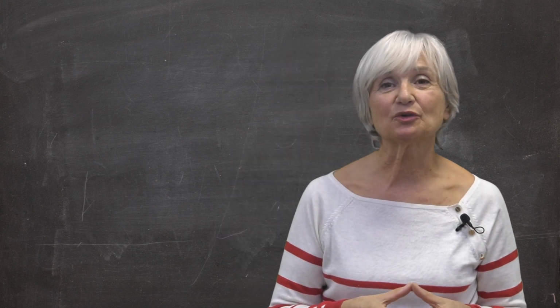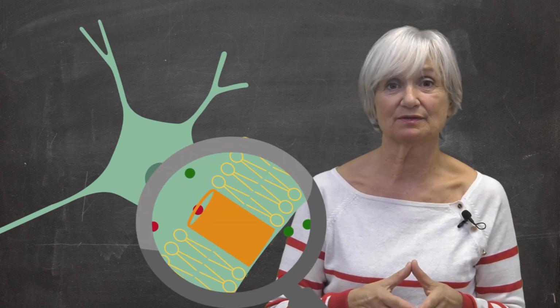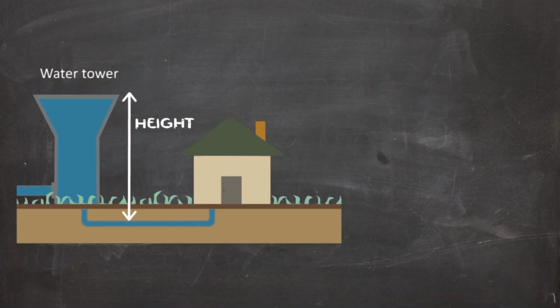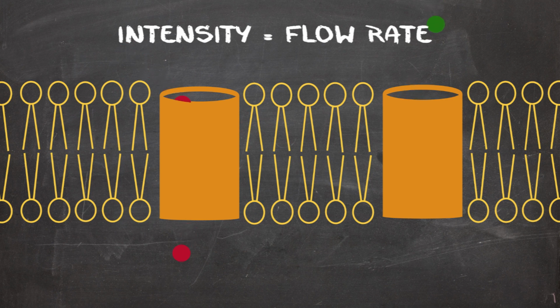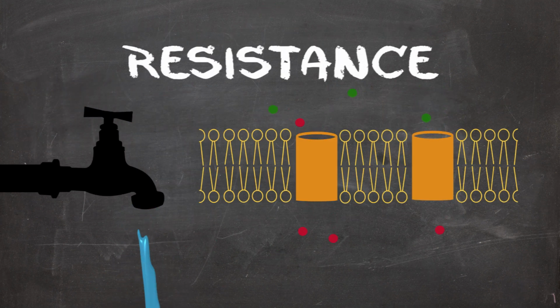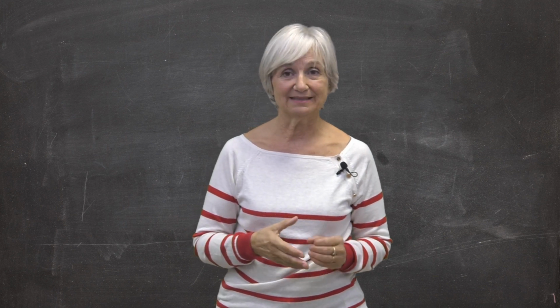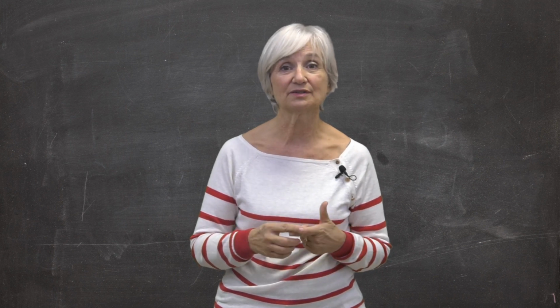In biology, we are not talking about water flow, but about the flow of ions, which are charged molecules. The difference in height becomes the difference in potential on either side of the membrane. Current intensity depends on the flow of ions, that is, the number of positive or negative charges per second, while resistance to the flow of water corresponds to the resistance to the passage of ions across the membrane. This analogy is not perfect, but at least it helps grasp basic concepts such as resistance, current, and potential.